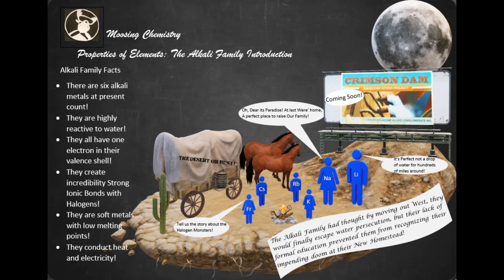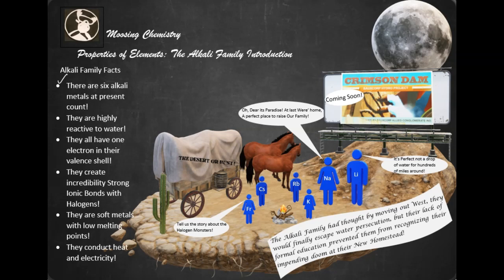This is Properties of Elements, the Alkali family introduction. So what is the alkali family? The alkali family, also known as group 1 elements, are located to the very far left of the periodic table. There are 6 alkali metals at present count. They are lithium Li, sodium Na, potassium K, rubidium Rb, cesium Cs, and francium Fr.